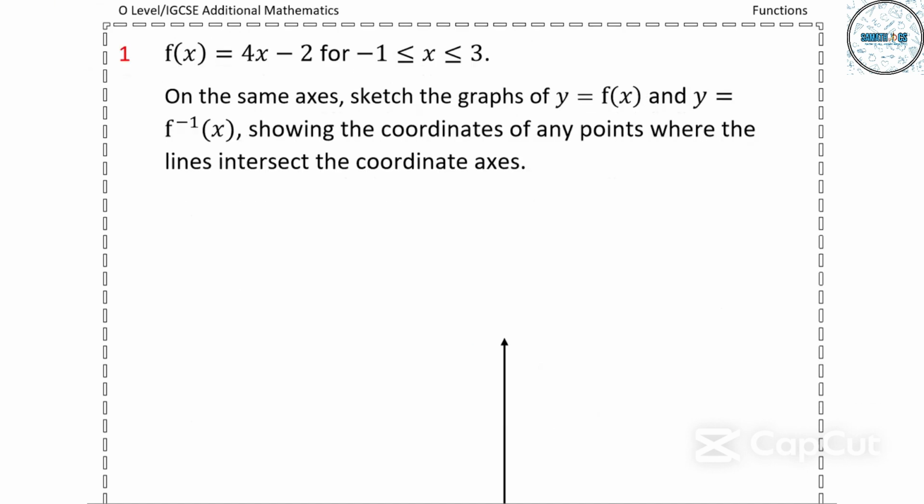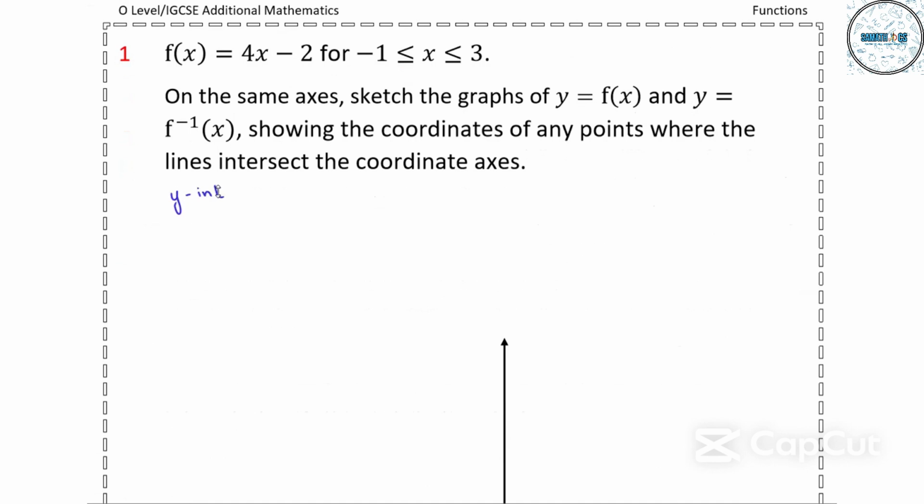Let's do some questions where we have to sketch the graphs of inverse functions. We have f of x is equal to 4x minus 2 for x greater than or equal to minus 1 and less than or equal to 3. On the same axis, sketch the graphs of y is equal to f of x and y is equal to f inverse of x, showing the coordinates of any points where the lines intersect the coordinate axes, meaning the x-axis and y-axis. As it is a linear function, first of all, take out the y-intercept and x-intercept.